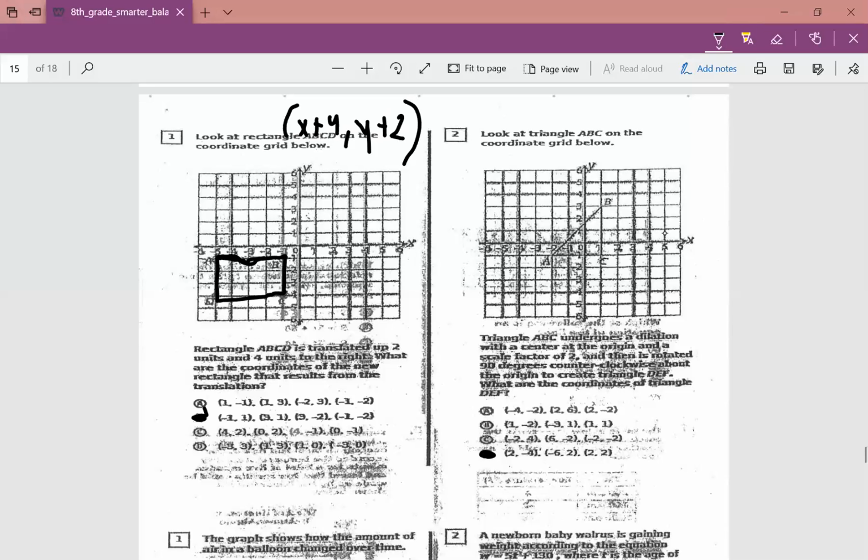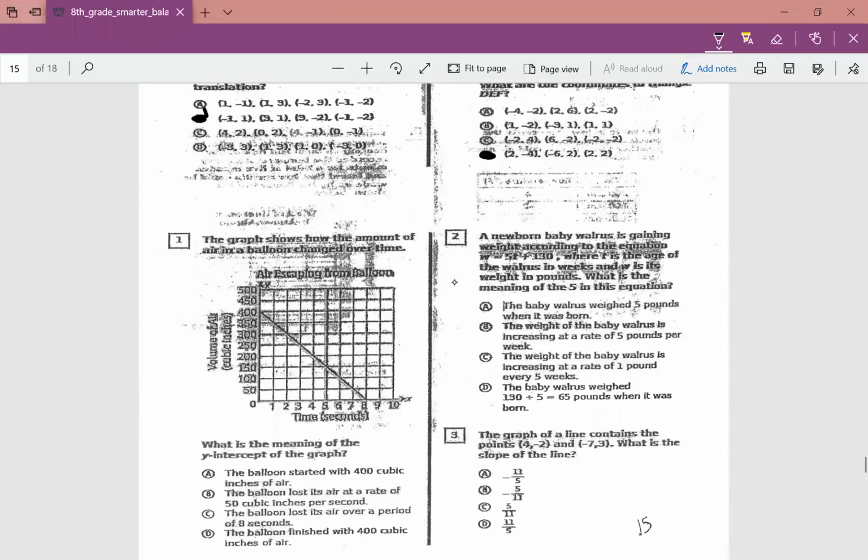Let's see. We got question 1. We're kind of going away from dilations and things now. Just give me 1 second.